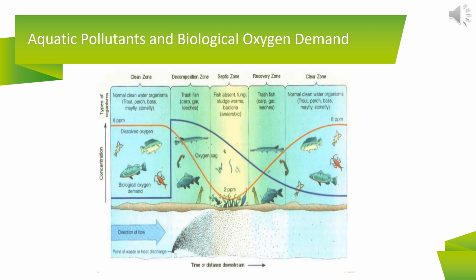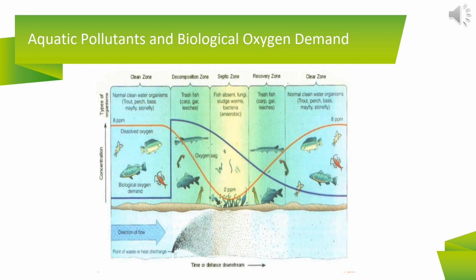So let's start at the beginning. In the clear zone, you have normal water organisms that are supposed to be there. These ones survive in a very healthy ecosystem, clear water, the turbidity is very low. You have appropriate dissolved oxygen and dissolved carbon dioxide, appropriate pH, temperature, those kinds of things.